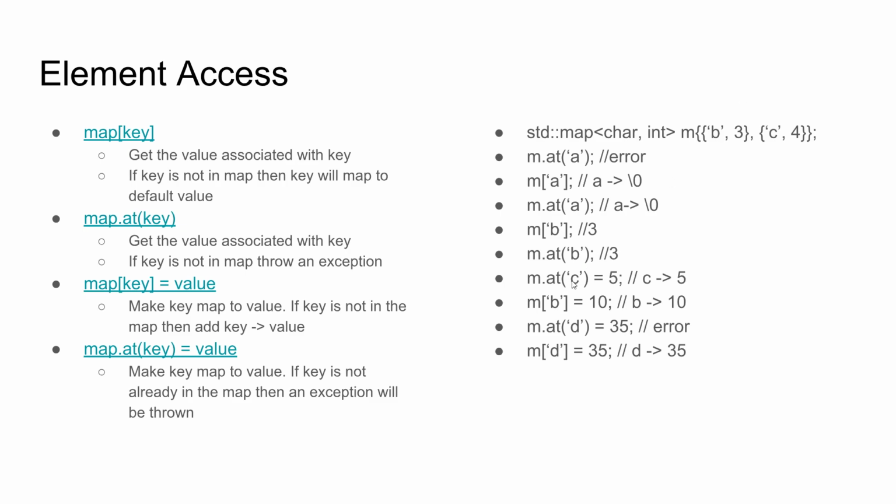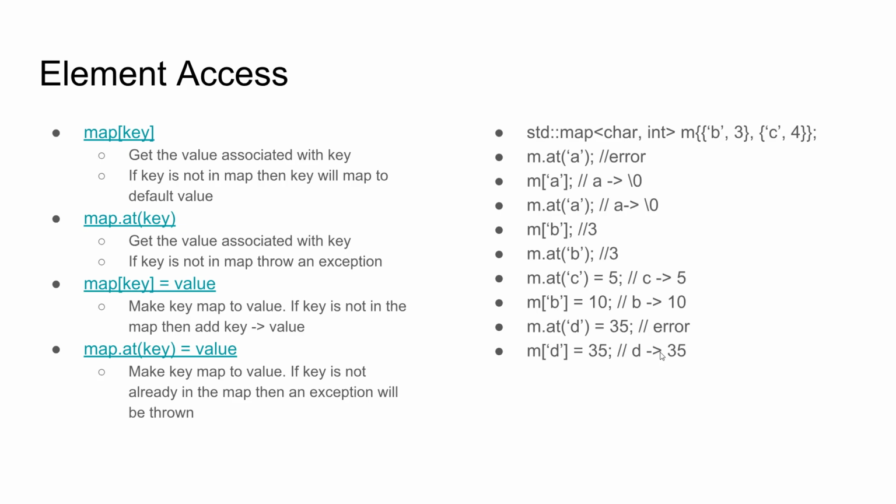If we do m.at_c = 5, we're now going to make c map to 5. If I do m.b = 10, b is now going to map to 10. If I do m.at_d = 35, that's an error because d doesn't show up in there. But I could do m.d = 35, and then that's going to be fine.